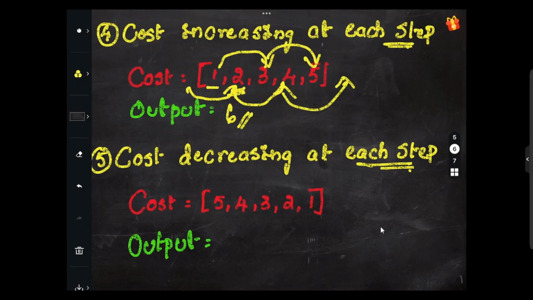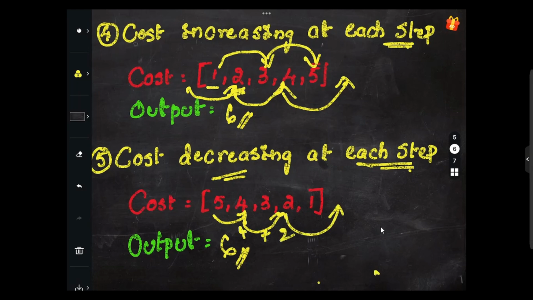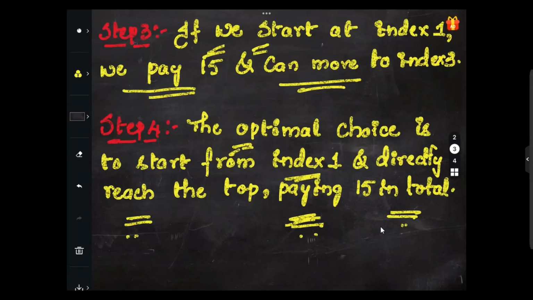Cost decreasing at each step. In this case, for this condition, we will start again from the first index, and then we can just go 2 steps, nothing but 6 here. In this case 4 plus 2 is 6. Again this will be 6 as well, and then we can move to the top here. This one 4 plus 2, this will be 6. So I hope these edge cases are clear.